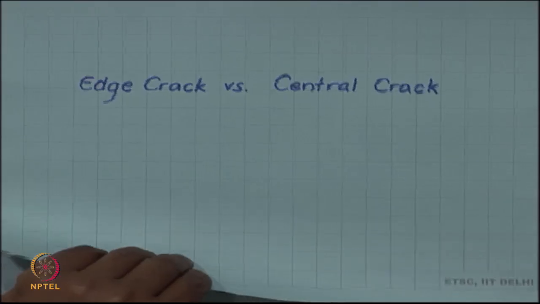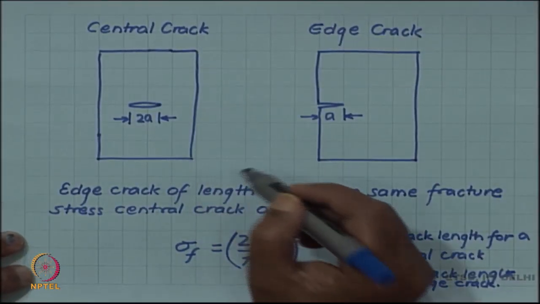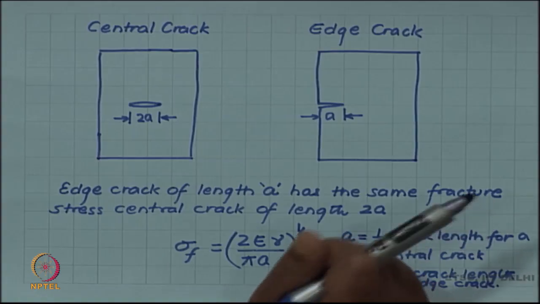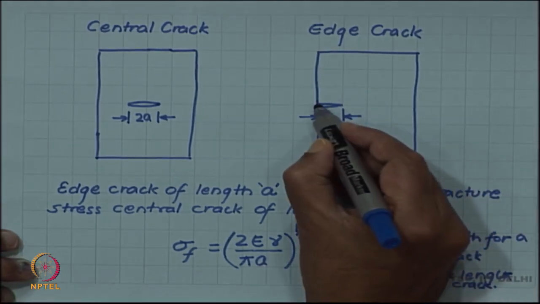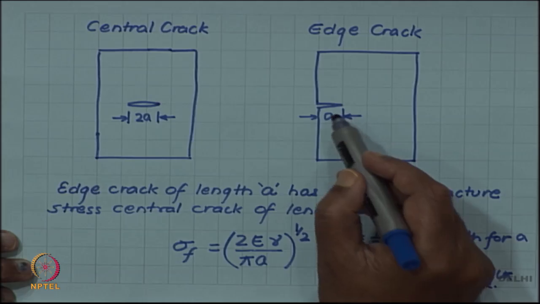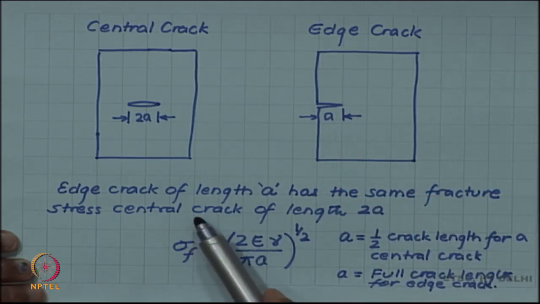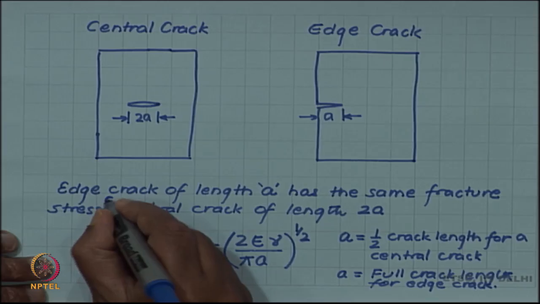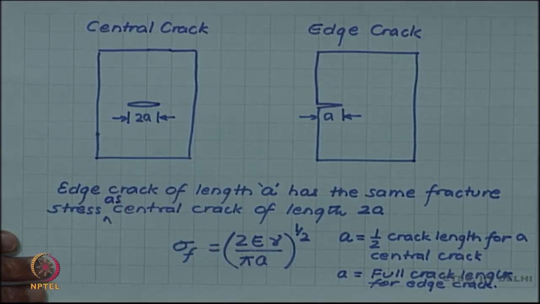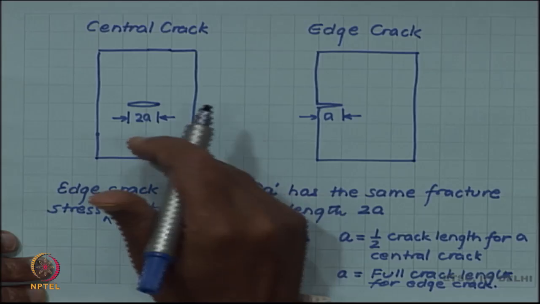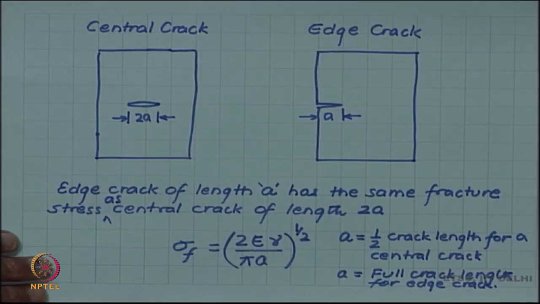Let us consider one particular situation, edge crack versus central crack. In the Griffith plate which we analyzed, the crack of length 2a was in the center of the plate, but the paper experiment which I did was with edge cracks. So, how do the two situations compare? It turns out that actually edge cracks are more dangerous, because an edge crack of length a has the same fracture stress as a central crack of length 2a. So, a smaller crack on the surface is as effective in bringing down the fracture stress as a longer crack in the center of the plate.